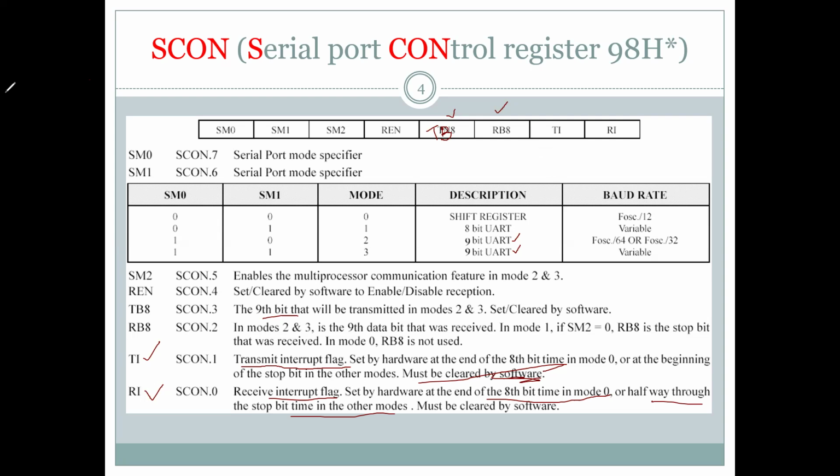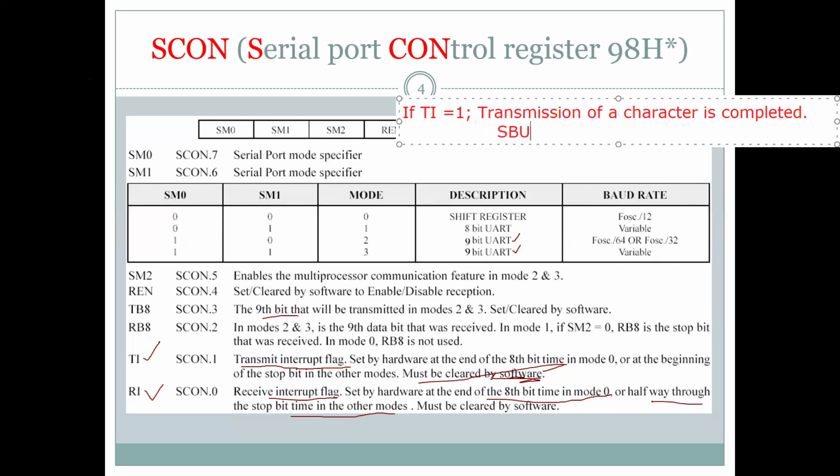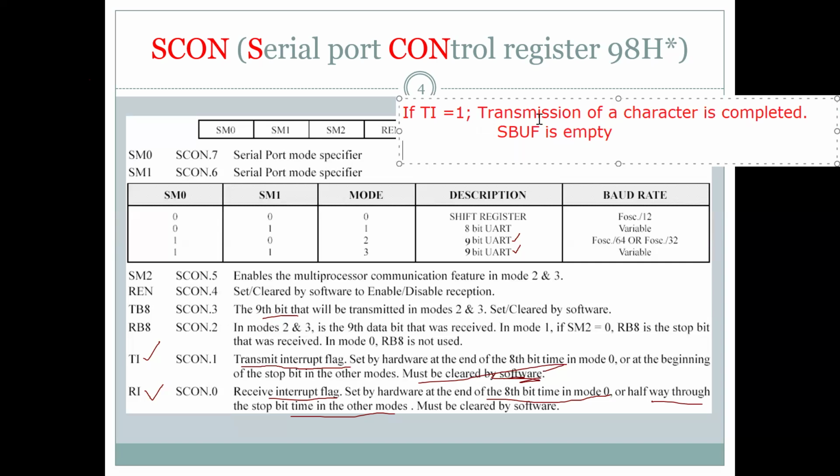So with this it is clear: if TI is equal to 1, it indicates that transmission of a character is completed. That means your SBUF is empty, so that the CPU can write the next character.